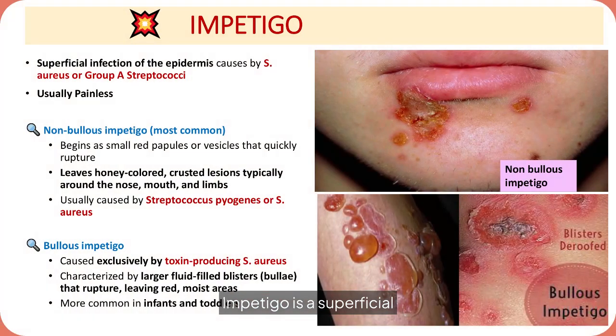Impetigo is a superficial epidermal infection caused by Staph aureus or group A streptococci. It is usually painless. Non-bullous impetigo, the most common form, starts as red papules and forms honey-colored crusts. Bullous impetigo, caused by toxin-producing Staph aureus, features larger blisters and is more common in young children.